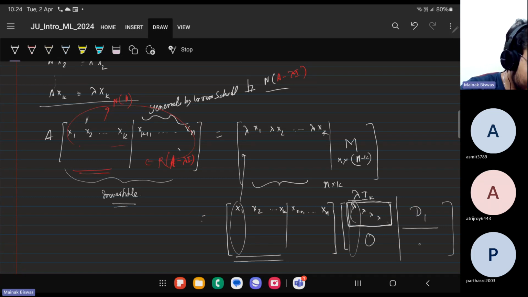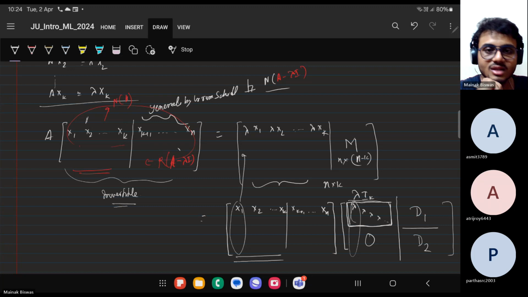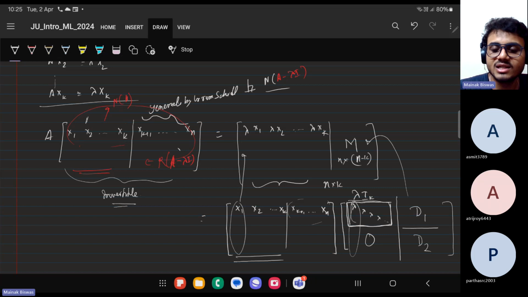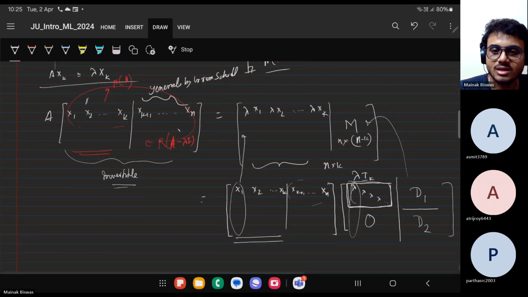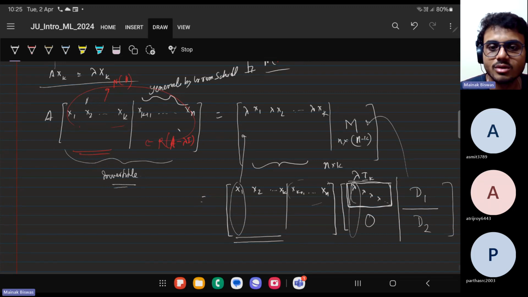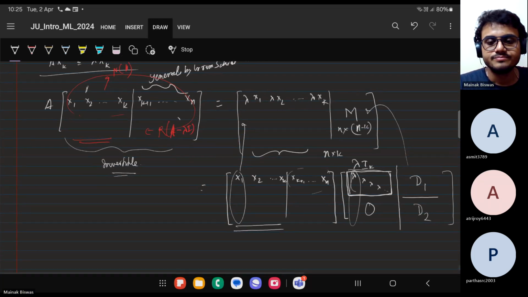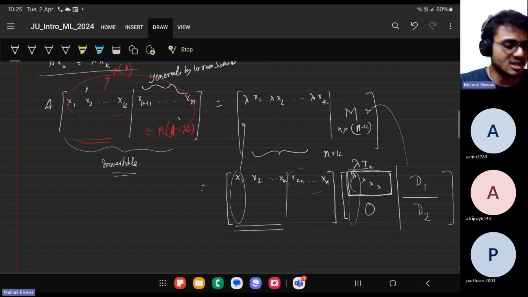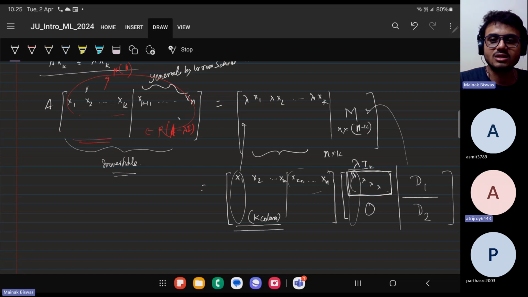But let me write this as design matrix 1 and design matrix 2, such that the product is equal to M. I can always make design matrices so that it can happen. They will always have a solution: with fewer equations and more unknowns, you will be able to solve it. Is this clear? So this is just breaking this into two parts, nothing else. The first k columns is clear, right?